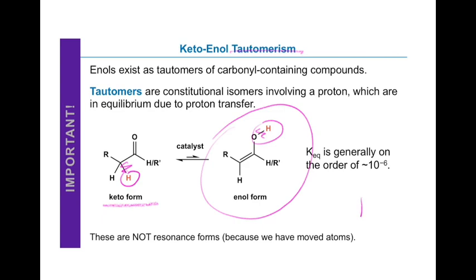If I drew a carbonyl like this, that's definitely going to be more stable. The keto form here is more stable than the enol form. Everybody agrees with that? This guy wins.